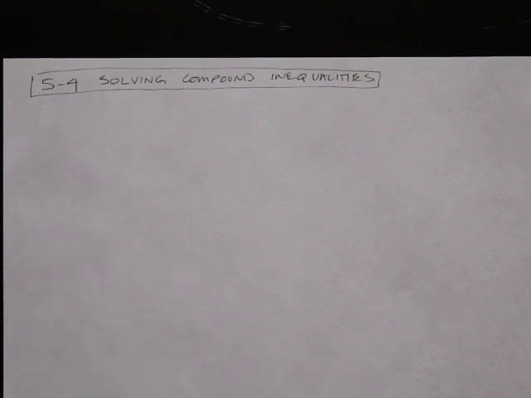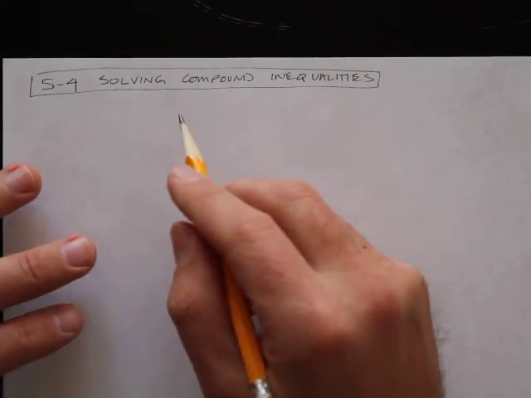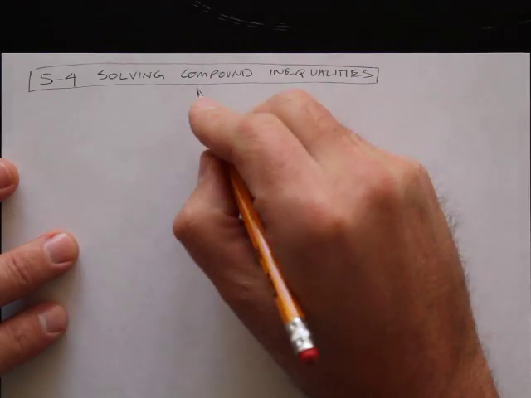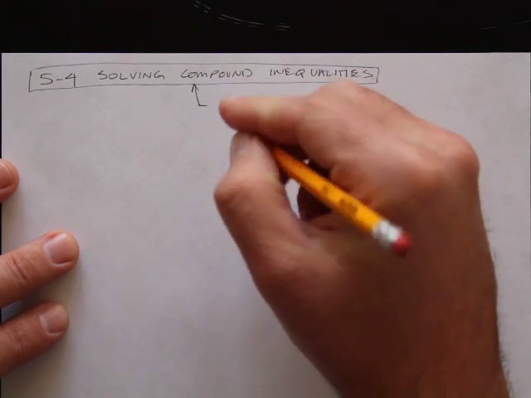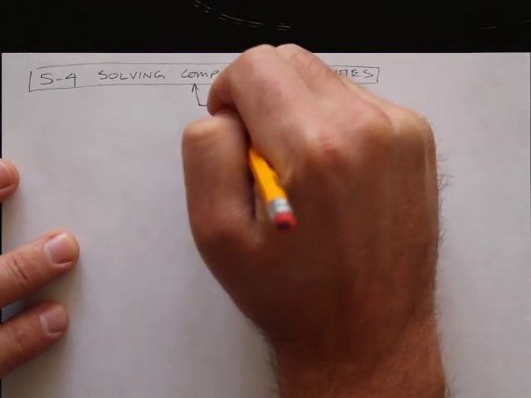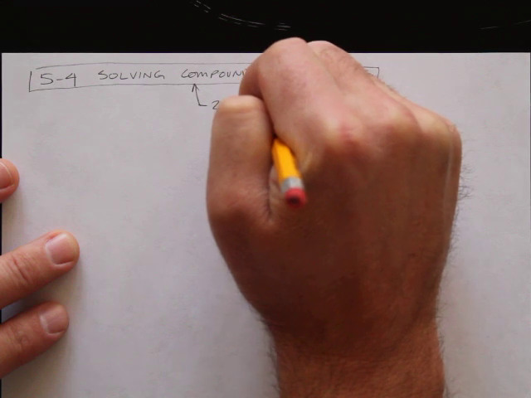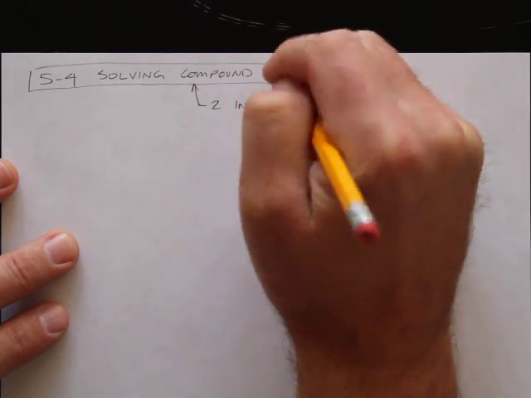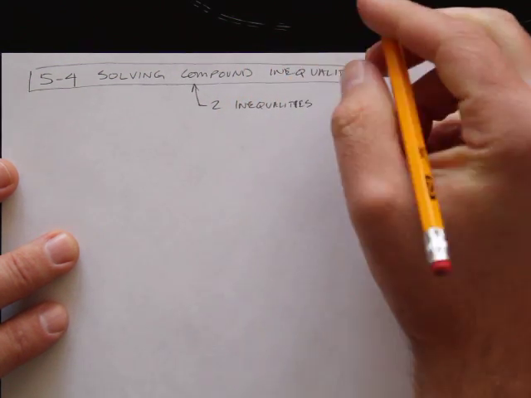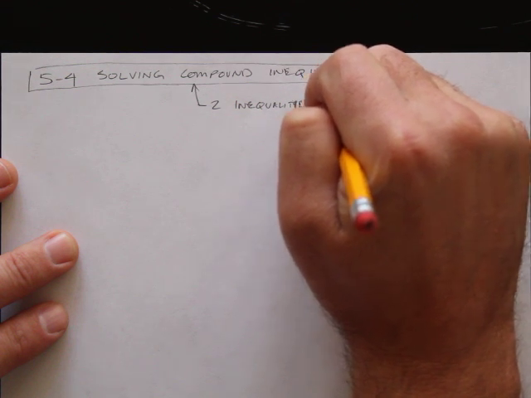Algebra 1, 5-4, solving compound inequalities. So compound inequalities, what we're talking about here is if we have two inequalities being considered together.